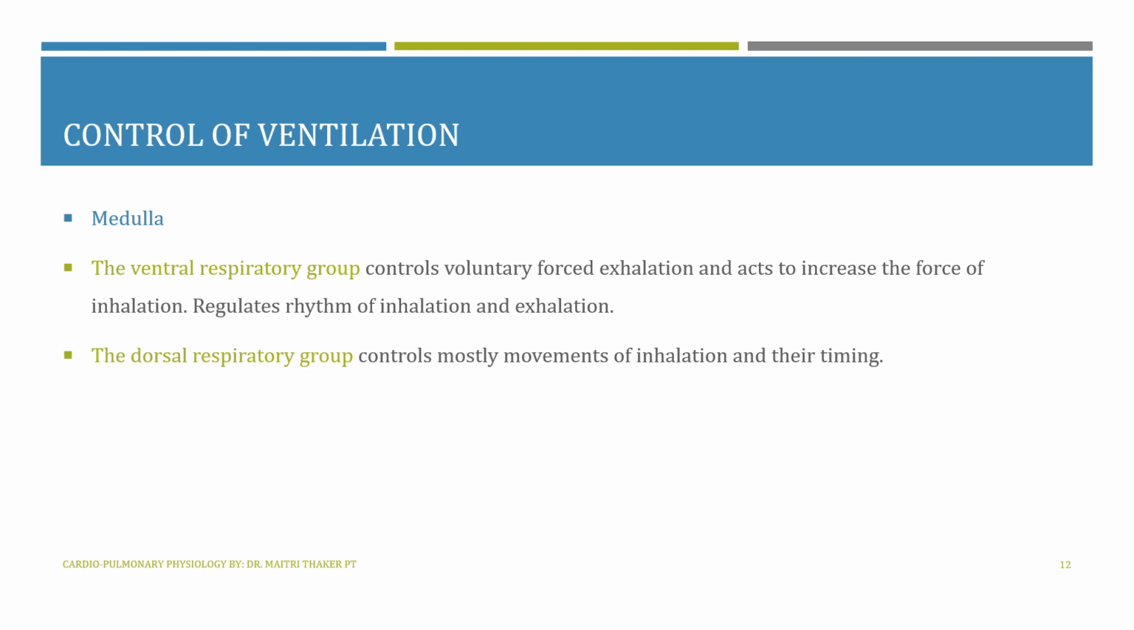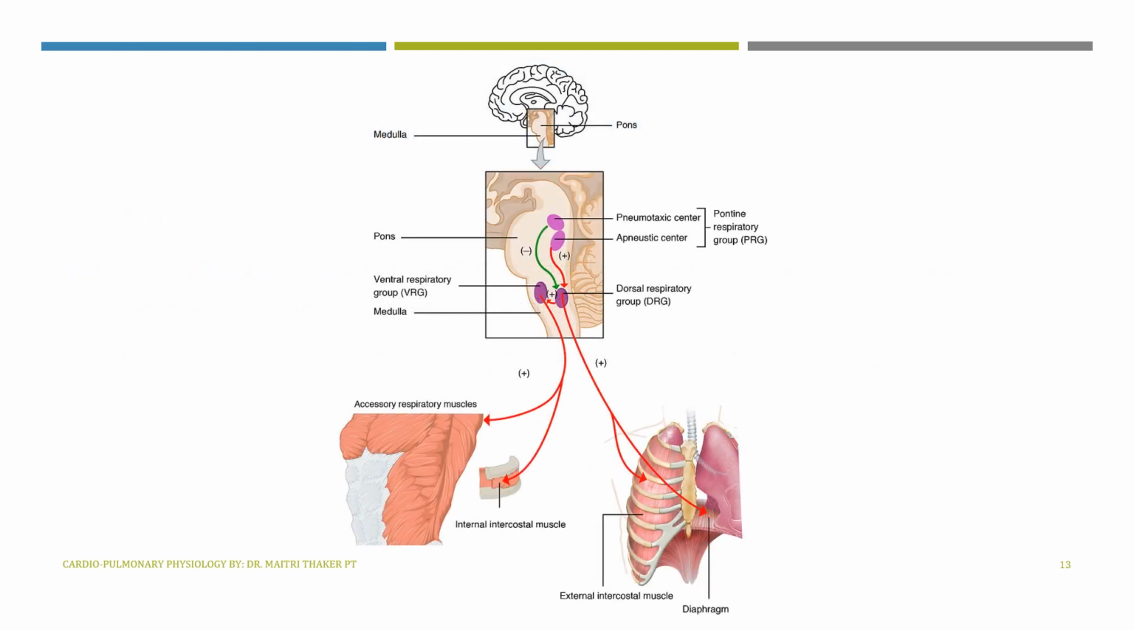The dorsal respiratory group controls mostly the movement of inhalation and its timing. So the ventral group is associated with both inhalation and exhalation, while the dorsal group is associated only with the inhalation process. As you can see in the figure, this is the dorsal respiratory group, and here is the ventral respiratory group located in the medulla. It gives direct commands to our respiratory muscles, the diaphragm and the intercostal muscles, as well as accessory muscles.